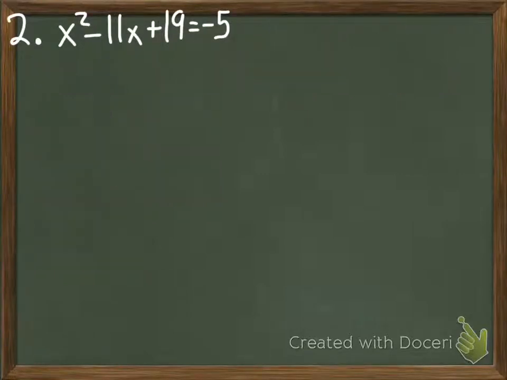Alright, here's the second example I want you to try, and I want you to notice something here. It's not set equal to 0. Well, you cannot factor until it's set equal to 0. So you have to do something to move that -5 over so it becomes a 0. So think about that as you pause the video and work with your group now.